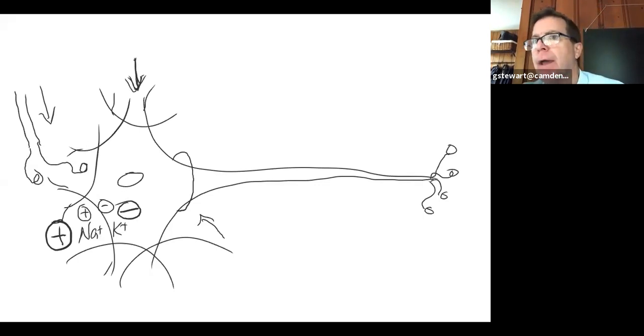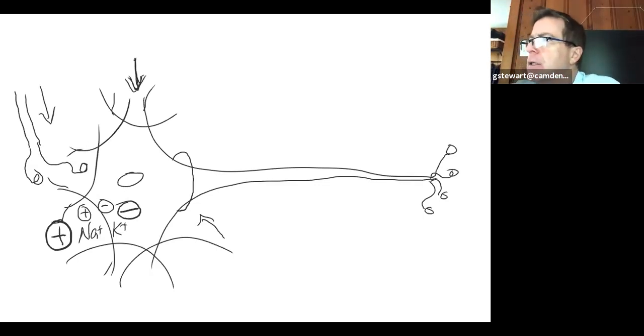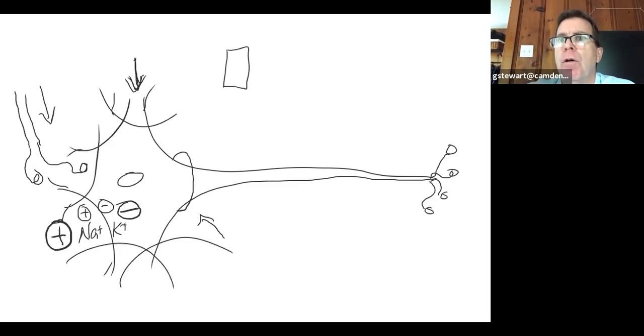Think of it this way. In an excitatory postsynaptic potential, if your electric circuit from the switch on your wall that turns on your light, here's a light bulb.